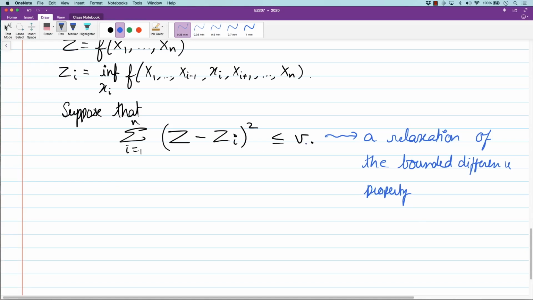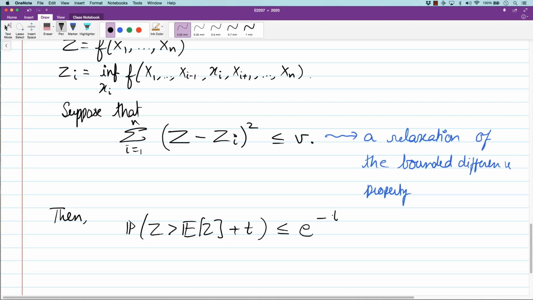Because if you go by the bounded difference property, you need a bound for individual terms. So you need sort of a bound on the L infinity norm of this vector, but now you need a bound only on the L2 norm. So, suppose this is true, then the probability that z exceeds its expected value by t is exponentially small, and this variance factor v is the same as this variance factor v.